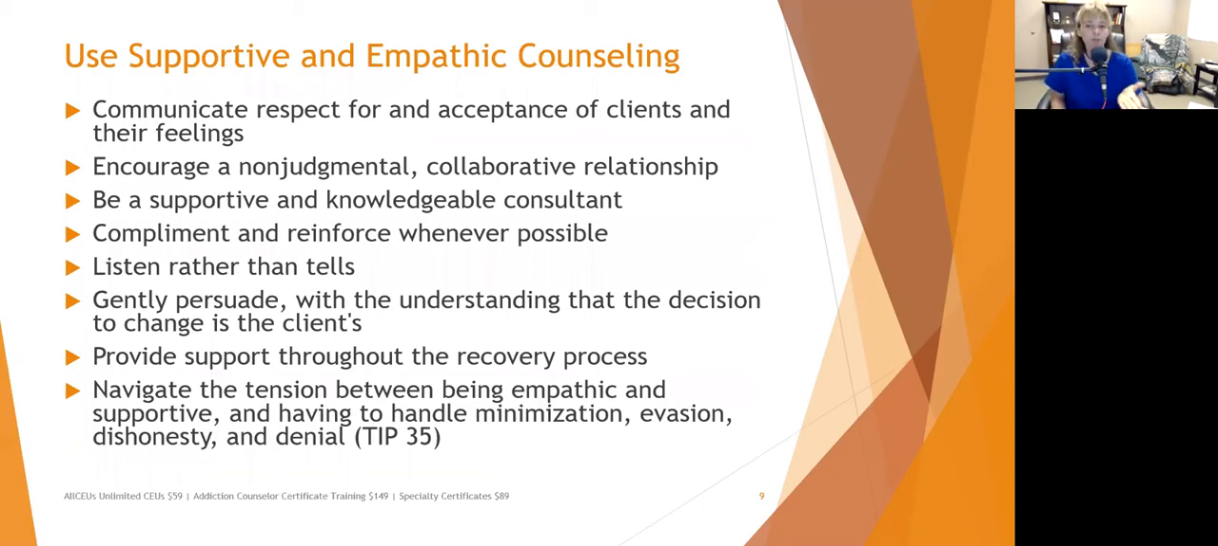We want to continue to provide support throughout the recovery process and navigate the tension that we will experience between being empathetic and supportive and having to handle issues like minimization, evasion, dishonesty, and denial. Now, TIP 35, Treatment Improvement Protocol 35 from SAMHSA, has an entire chapter on rolling with resistance. I'm not going to go through that here, but they do give a lot of great examples for how to handle these things in a supportive, empathic way.